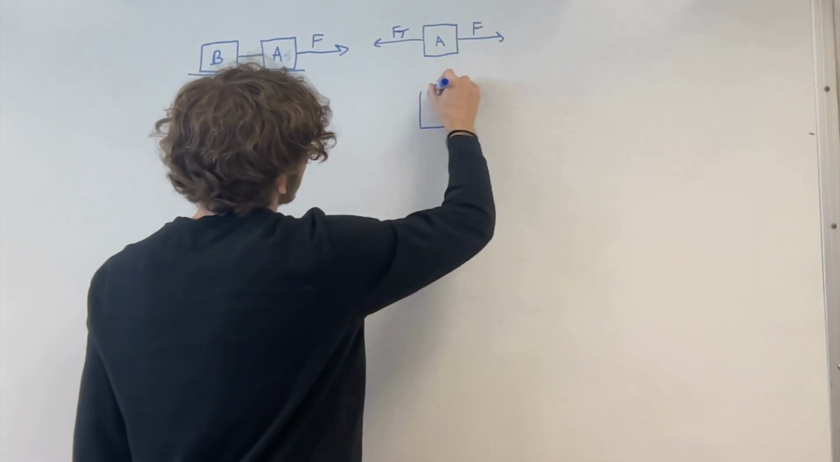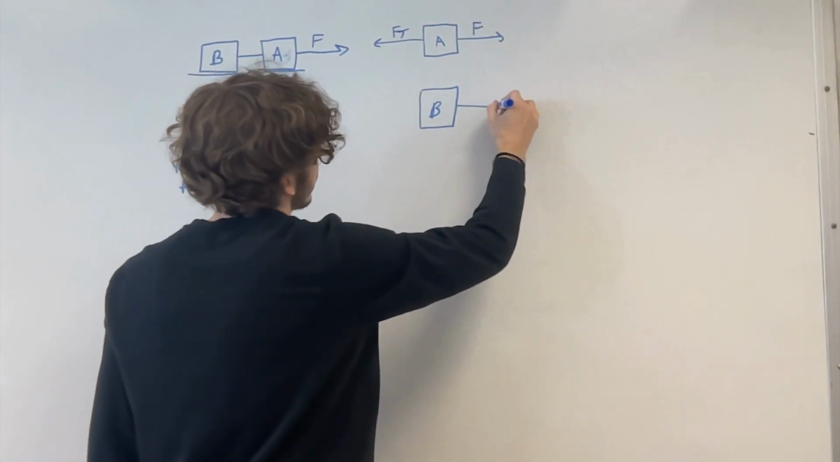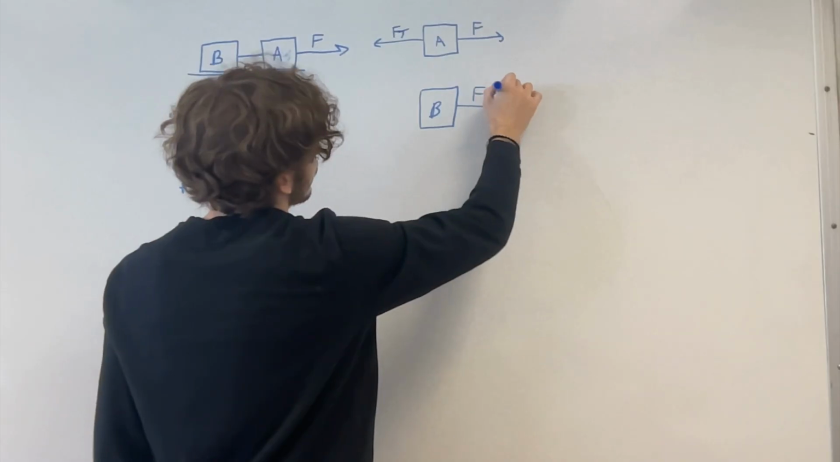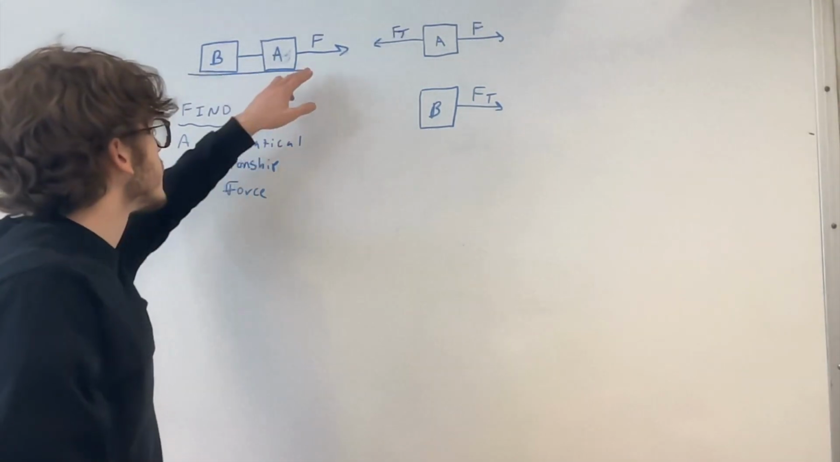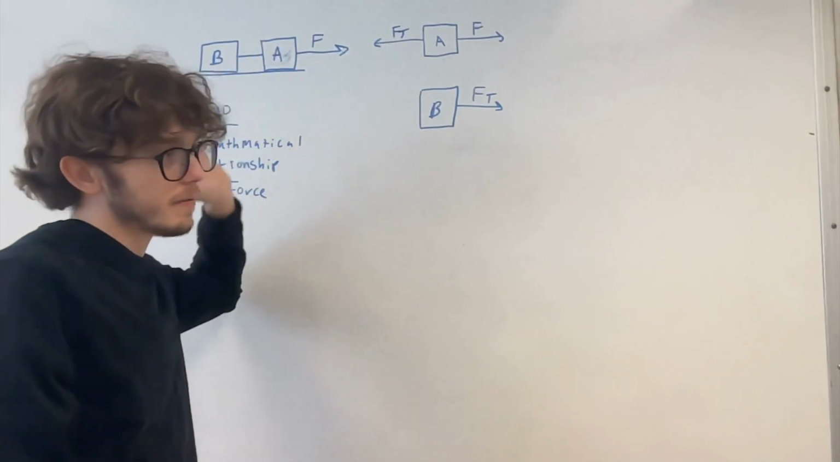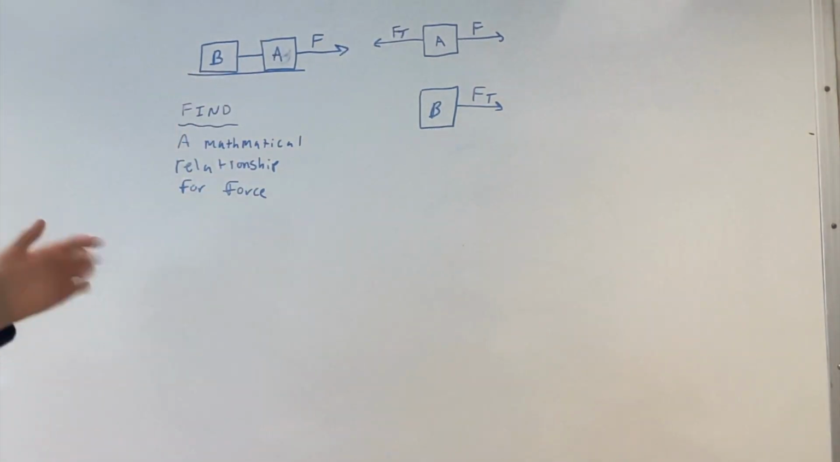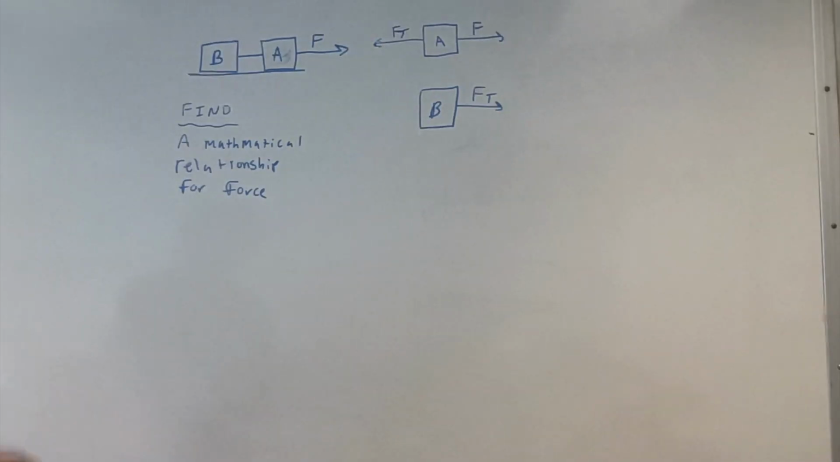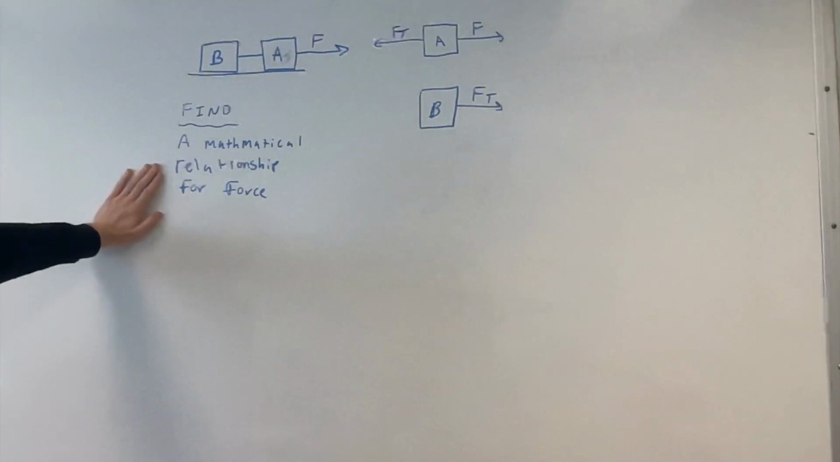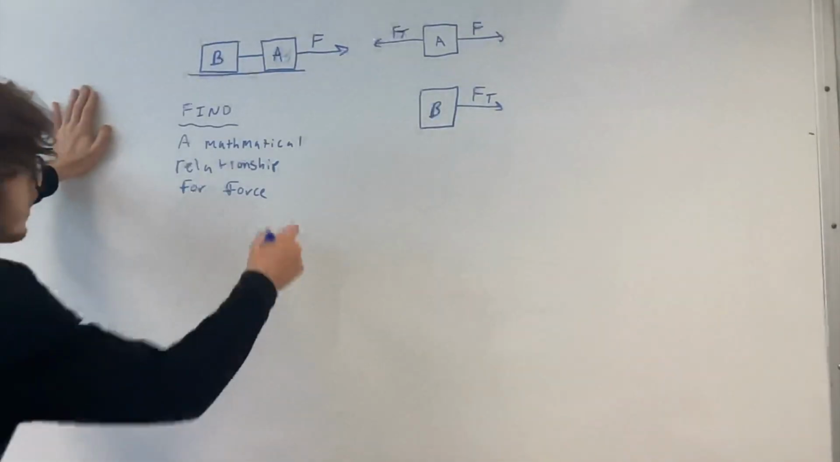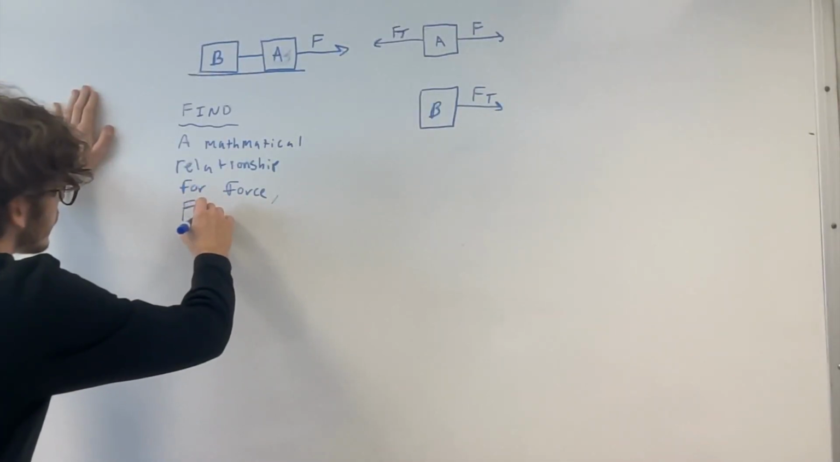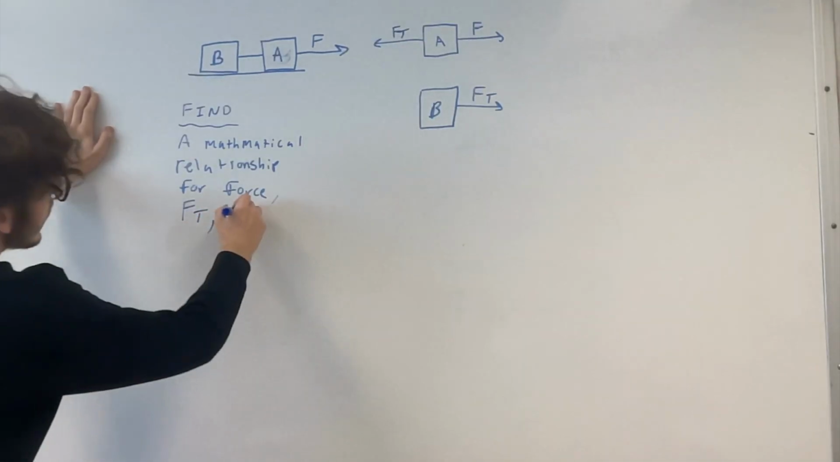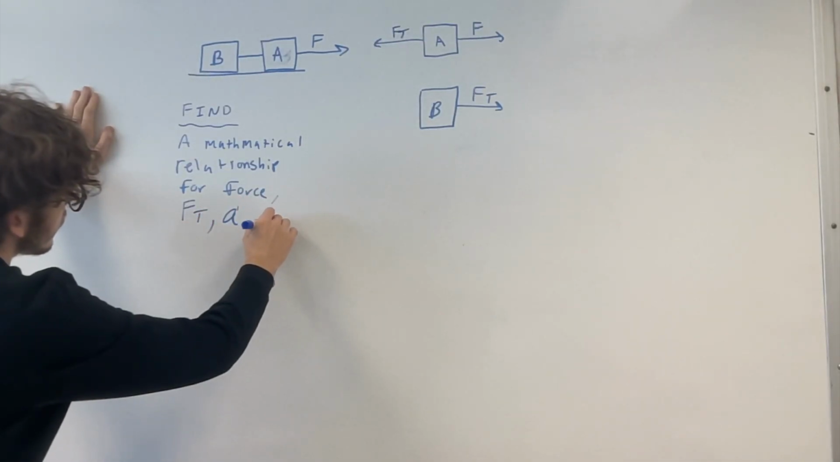B here has a similar kind of thing. But instead of the forward force being just the force, it's the force of tension, right? Because there's a string here, force of tension. Makes sense, right? So that's the free body diagram here. We're asked to make a mathematical relationship for the force, for the force of tension, and then acceleration of the system.